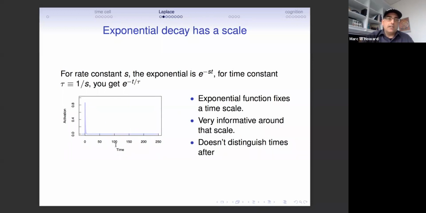The firing for time 100 and time 150 and time 200 and time 250 is not different for the cell, it's identical. What the cell is doing for you, though, is telling you good information around the time scale of its time constant. And basically what it's doing is giving you the ability to tell whether the triggering event was earlier or later than its time constant.